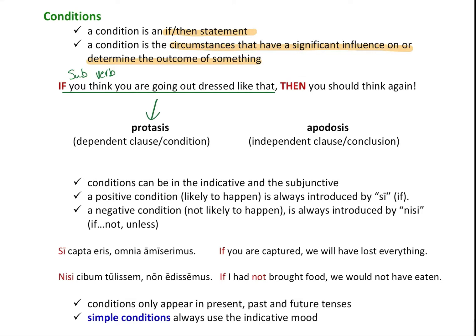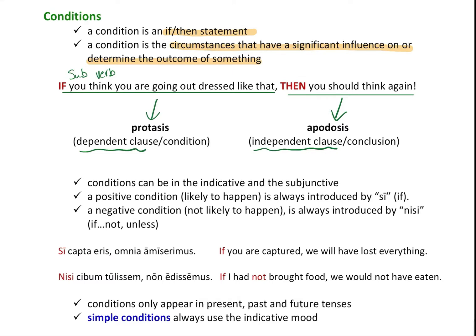The condition, remember, what's the effect your choice of clothing is going to have? Well, I'm going to tell you in the then, right? So it says, if you choose to wear that particular outfit, then your choice of clothing will determine whether or not you get to leave the house, right? The second part of the statement begins with then, and it is the conclusion. It tells us what happens if the if happens. Now, this is an independent clause. Remember, the first one's a dependent. It's the condition. It's an independent clause, which means it can stand alone as a complete sentence. It's called the apodosis. So, stand alone. Then you should think again. That is actually a complete sentence.